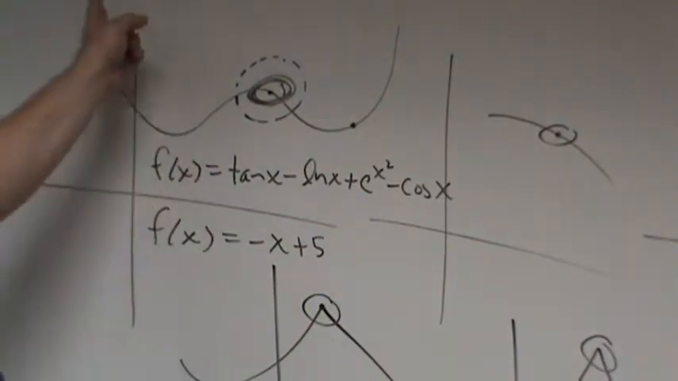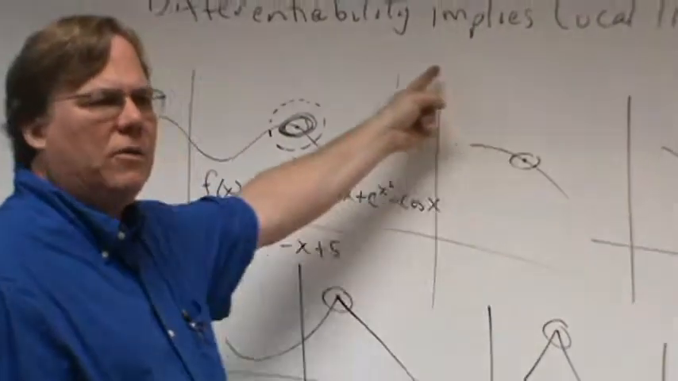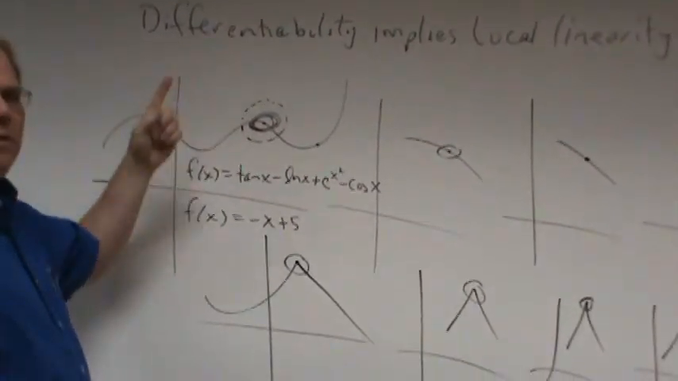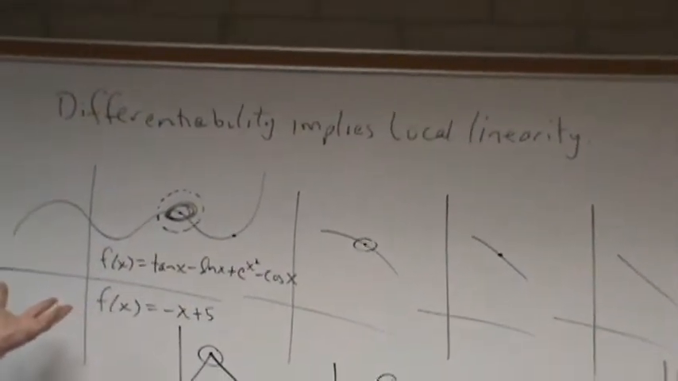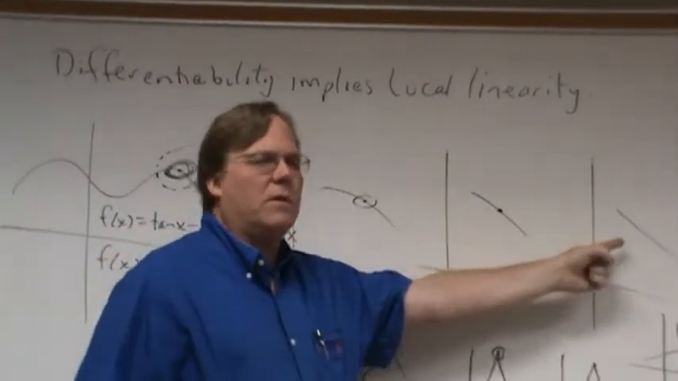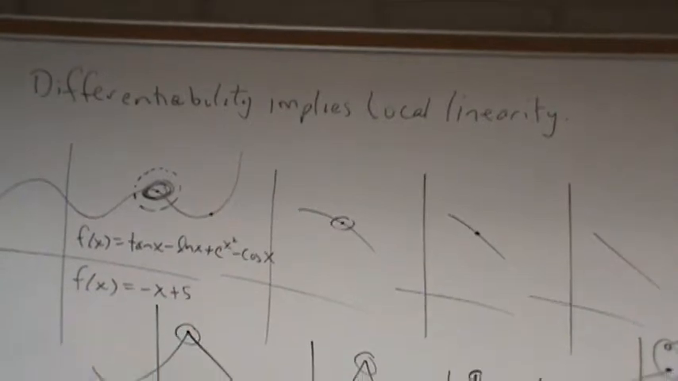But the only way you can make a linear approximation of a graph at a certain point is if the graph is differentiable at that point. That is if this phenomenon occurs. Alrighty, so let me just write that there.